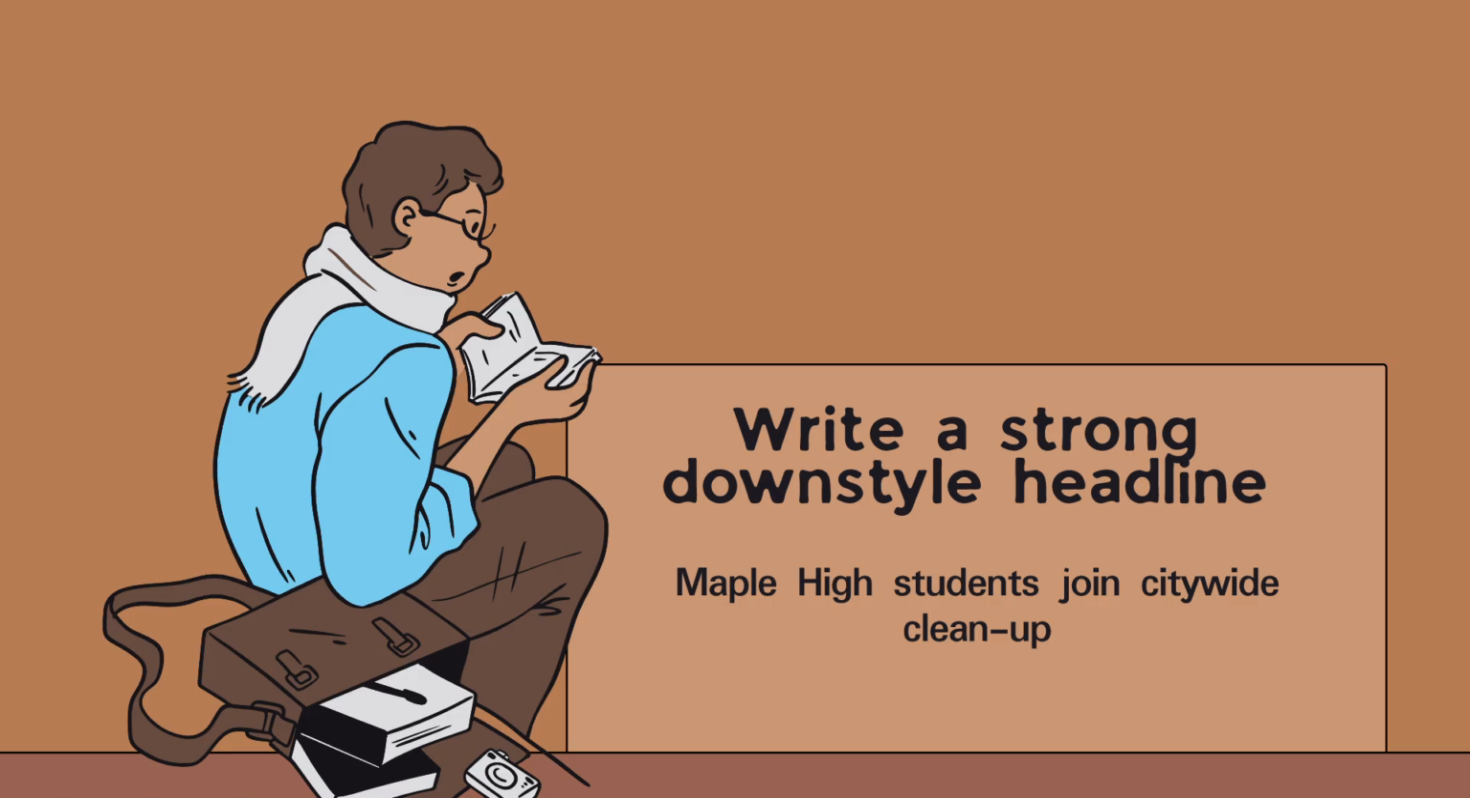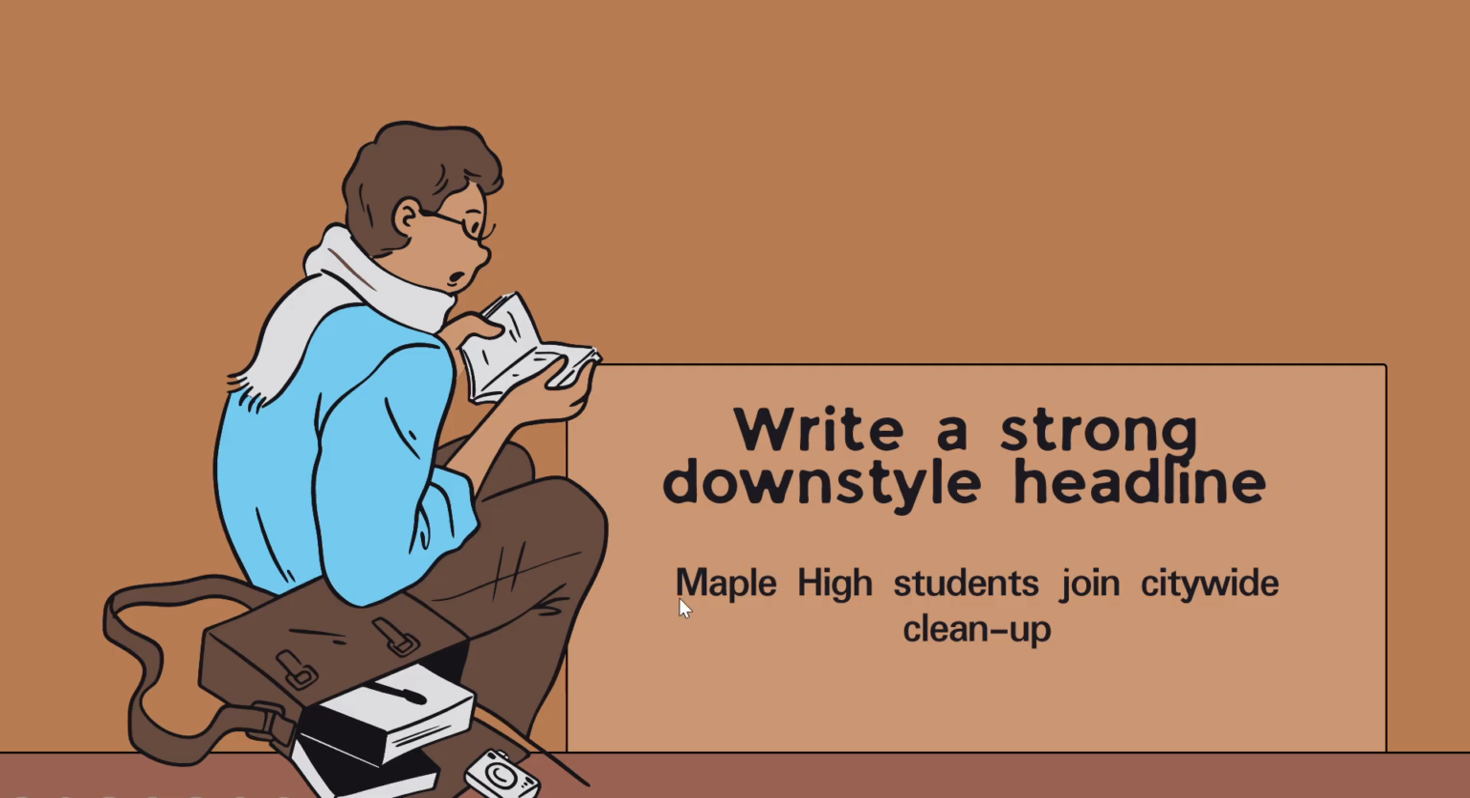All right. Next slide. Write a strong down style headline. So your headline should be short, clear, and of course, catchy. Right? So in journalism, we use the so-called down style headline. This means we only capitalize the first letter of the first word of your headline and proper nouns. In this example, Maple High is a proper noun.